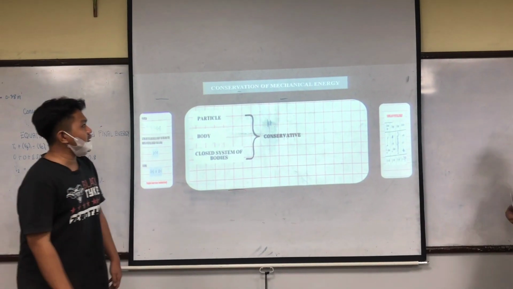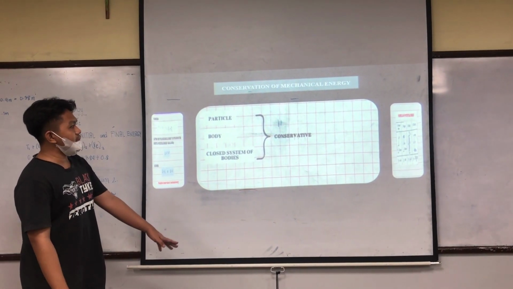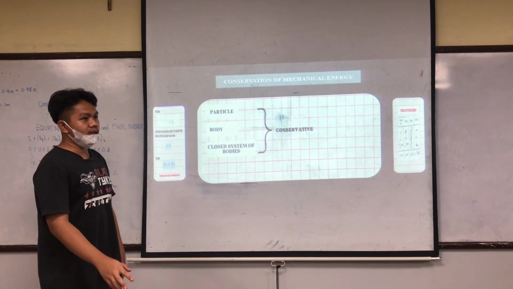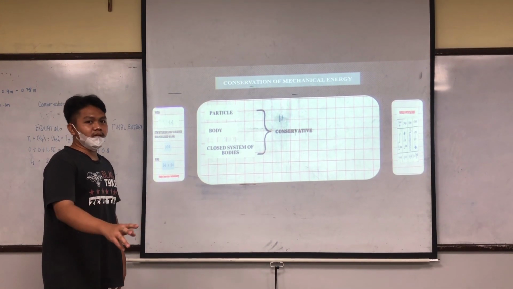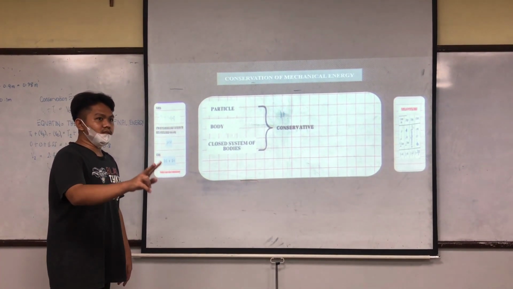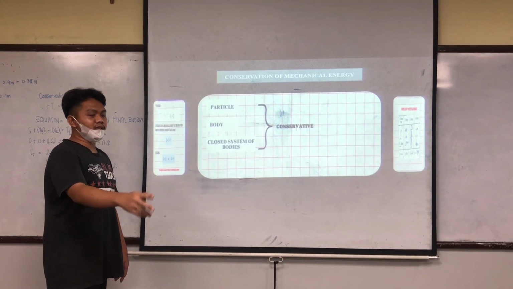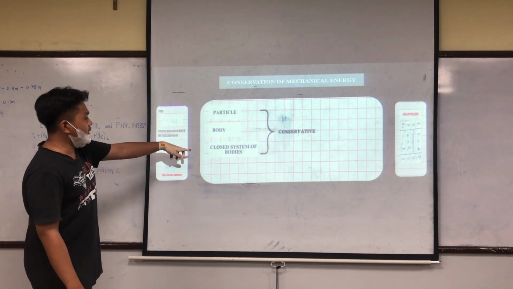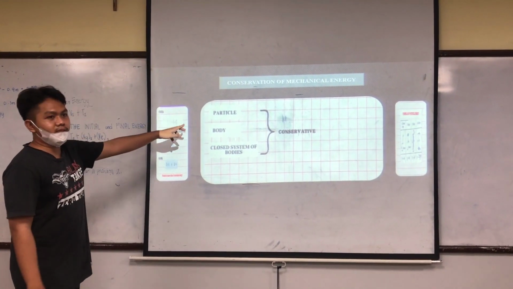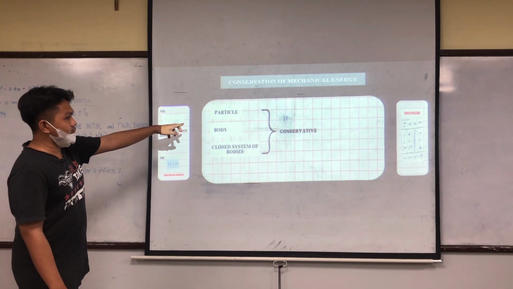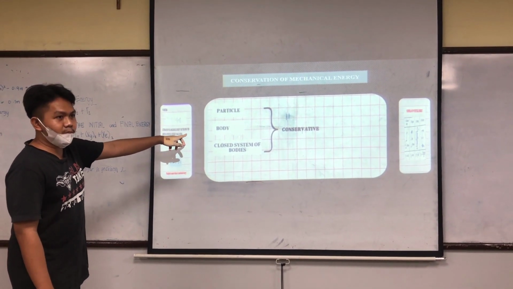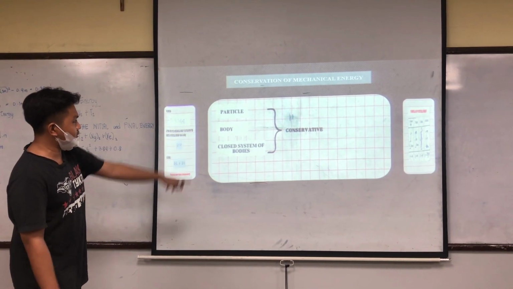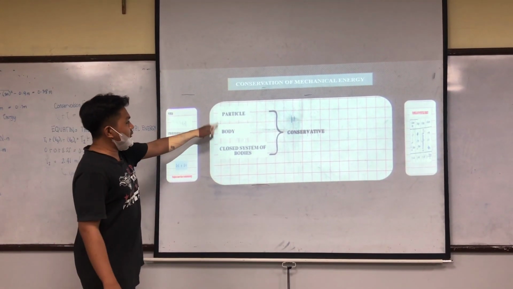So, conservation of mechanical energy. Conservation of mechanical energy is composed of two energies, the potential energy and the kinetic energy. The potential energy has two involved energies, which are the elastic potential energy and the gravitational potential energy. So, particle, body, and closed system of bodies. The particle is the collar that is in the problem. The body is the spring-collar relationship of the problem. The closed system of bodies is the particle and the body itself.